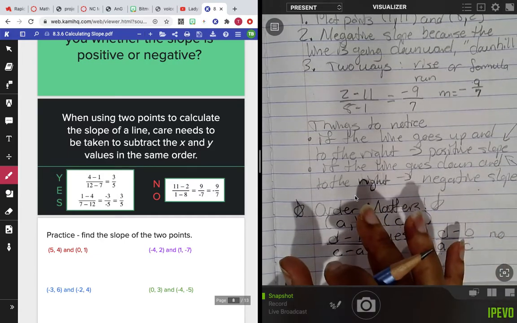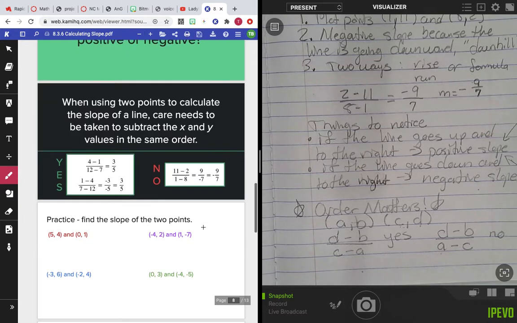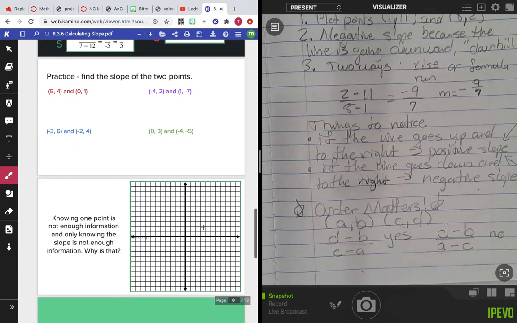So we're going to practice just a little bit more of finding slope with 2 points. What I want you guys to do is take some time, pause the video, and find the slope of these 4 points. Click play when you are finished.